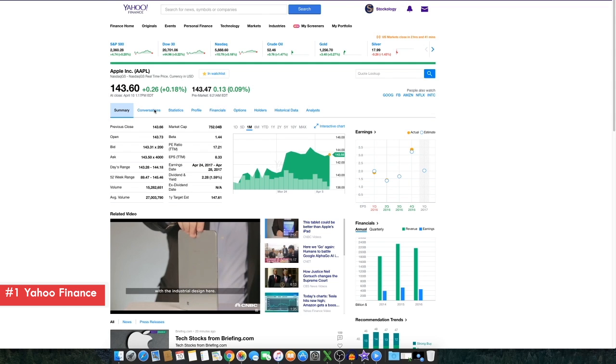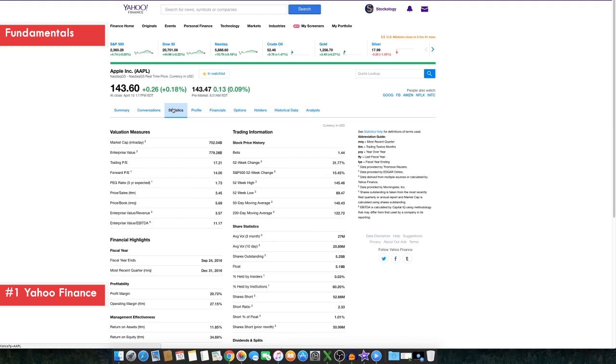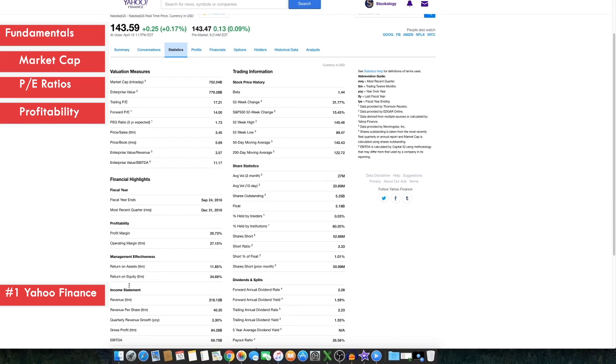So Yahoo Finance, I can look at their statistics page, which is the fundamental analysis of a company. This gives me information like their market cap, forward PE ratios, profitabilities, and also management effectiveness. I like looking at return on equity.